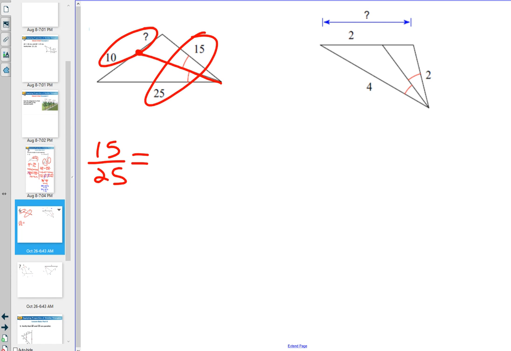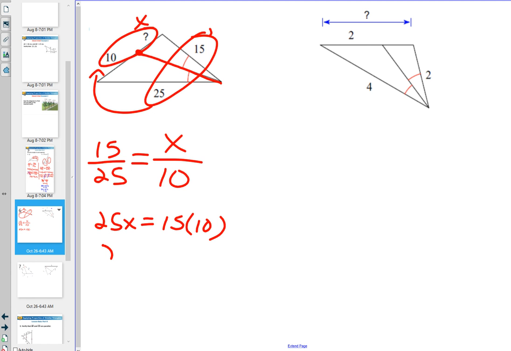If he did have 25 over 15, that would have worked also. But if he put the 15 on top, let's call this x. What lines up with the 15? What's on the same side as the 15? The x. What's on the same side as the 25? 10. 25x is equal to 15 times 10. So 25x is equal to 150. How many quarters are there in $1.50? 6. For these, we'll just stop when we find x.